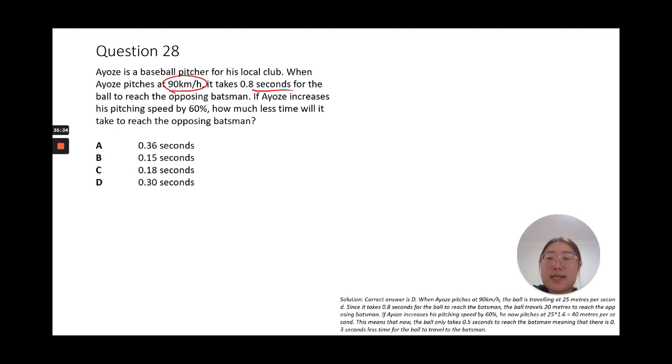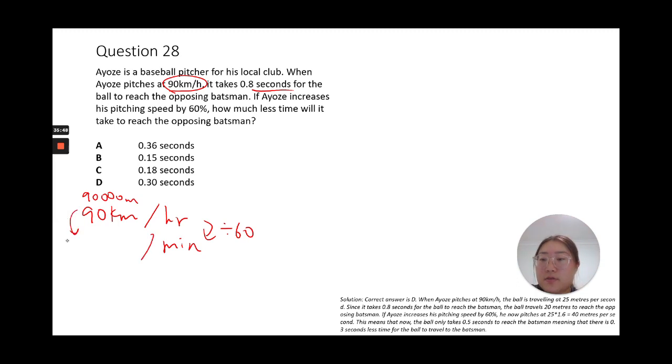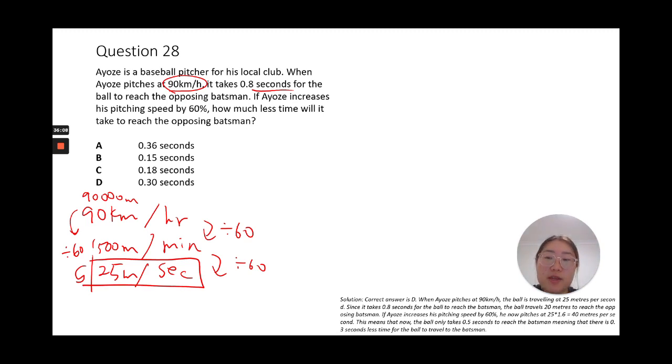Okay, so this person is a baseball player, pitches at 90 kilometers per hour. So we are talking about seconds here. Let's convert that. 90 km per hour. So that in minutes, okay, so 90 k is 90,000 meters. And divide it by 60. And if you divide the number by 60, we get 1500 meters. When you get to seconds, you divide by 60 again, same thing, and you get 25 meters per second. So he's going at 25 meters per second, okay?